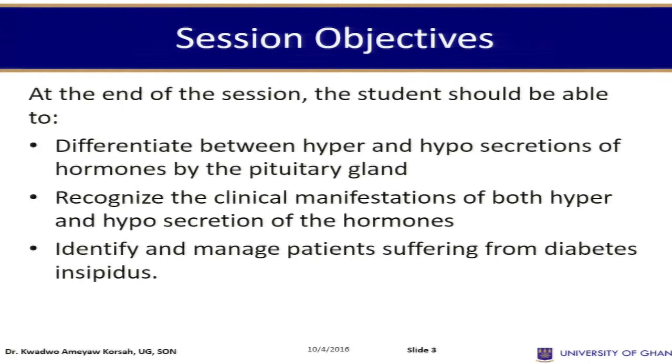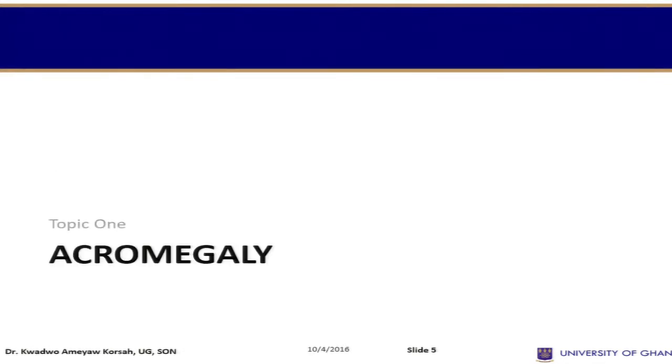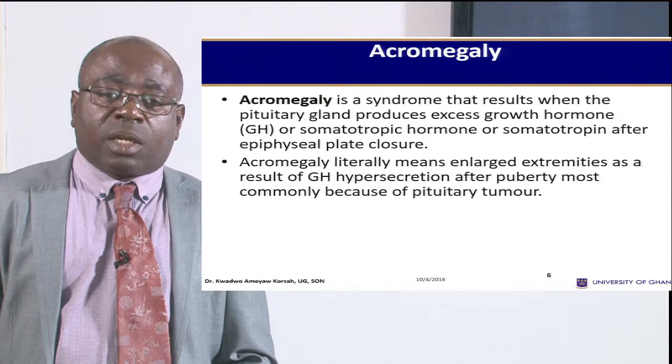At the end of the session, the student should be able to differentiate between hyper and hypo secretions of hormones by the pituitary gland, recognize the clinical manifestations of both hyper and hypo secretions of the hormones, and identify and manage patients suffering from diabetes insipidus. So topic 1, we look at acromegaly, and then topic 2, diabetes insipidus. And we look at acromegaly first.